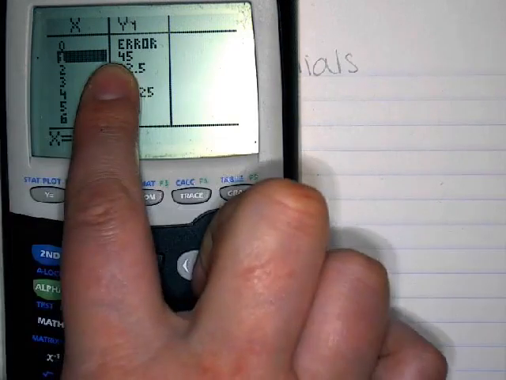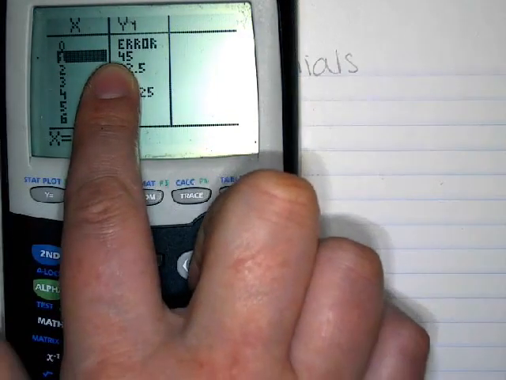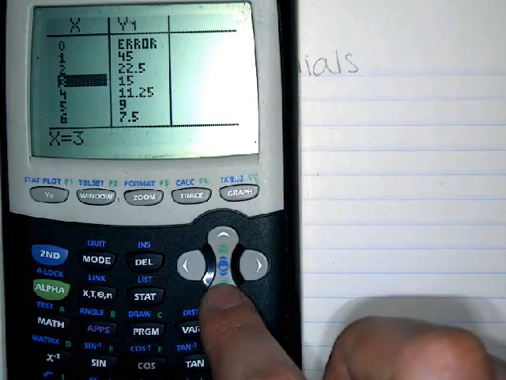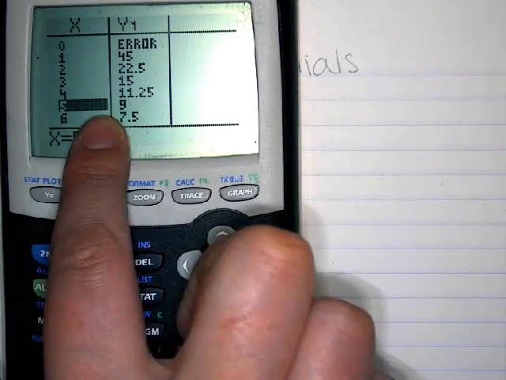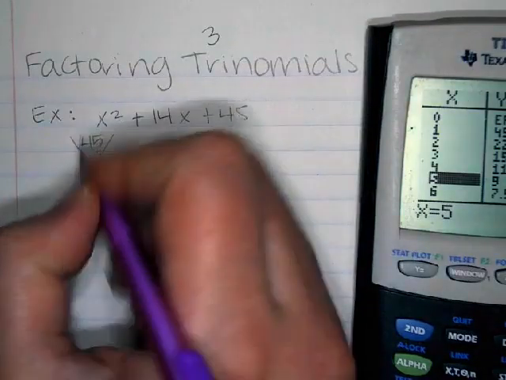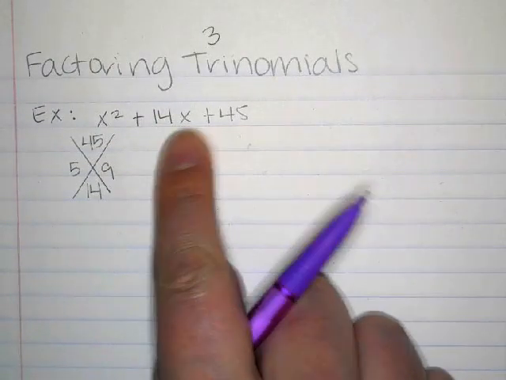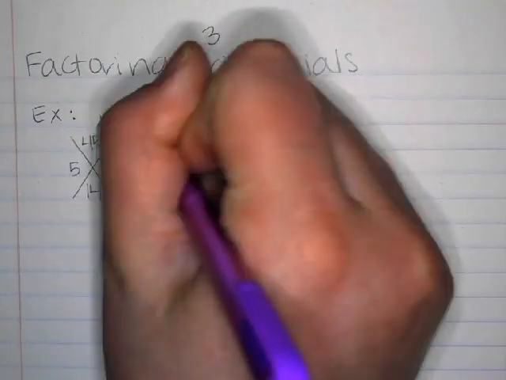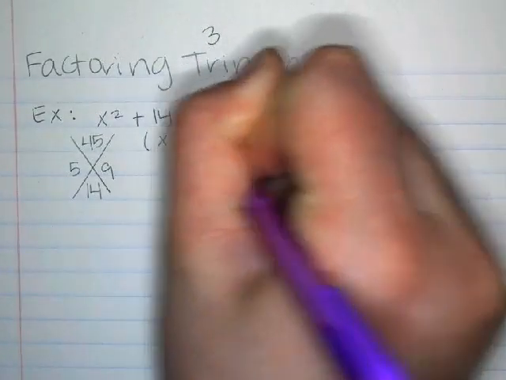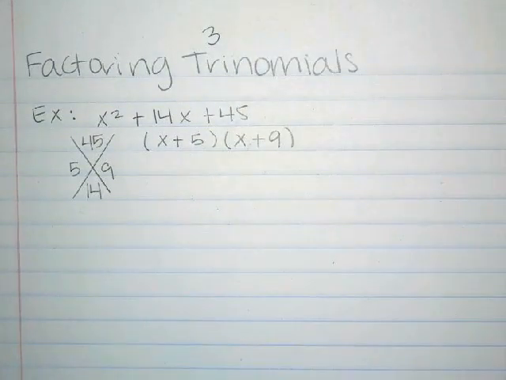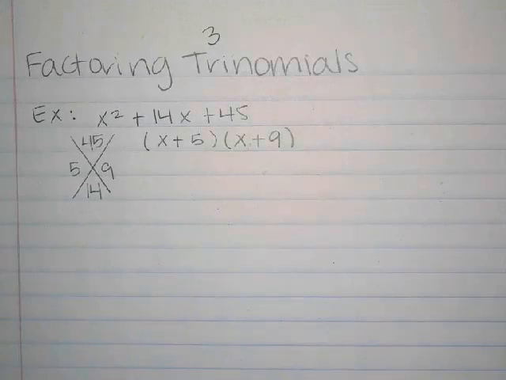1 times 45 adds up to 46. That doesn't add up to 14, so I'm not going to use that one. 3 times 15 adds up to 18. I'm not going to use that one. 5 and 9 adds up to 14, so that's what I'm going to use. So the two numbers that multiply to 45 and add to 14 are 5 and 9. And those are the answers. And we're done. Just like that. Okay, we're going to do it again.